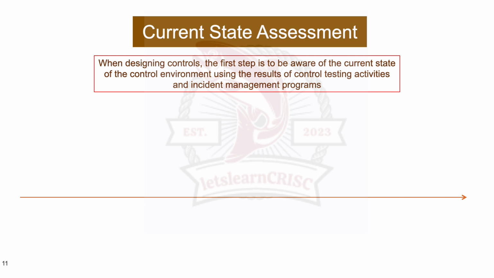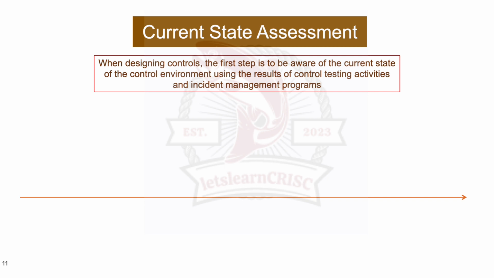So, this evaluation is informed by the outcome of control testing activities and the insight garnered from the incident management program. Right? Friends, control testing activities involve systematically examining and evaluating the effectiveness of the existing controls within an organization's IT infrastructure. Through this assessment, the risk practitioner can identify strengths or weaknesses and potential gaps in the control framework. So this understanding is paramount for designing controls that address specific vulnerabilities and enhance overall risk management.